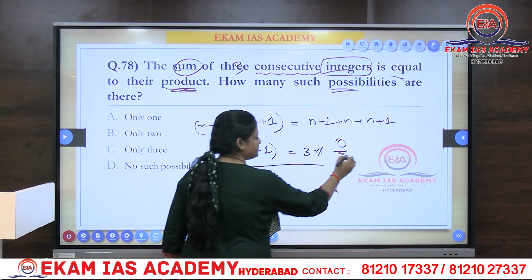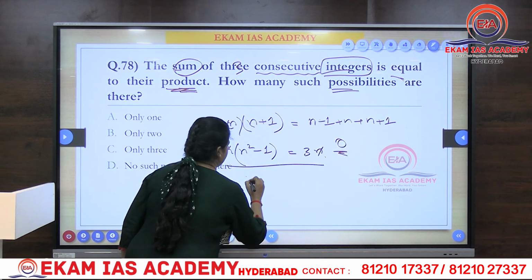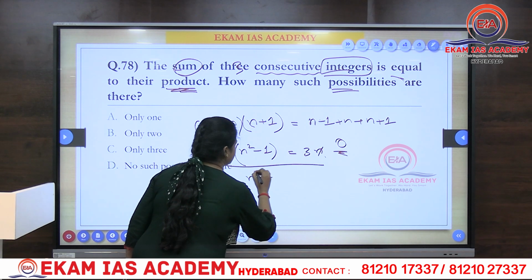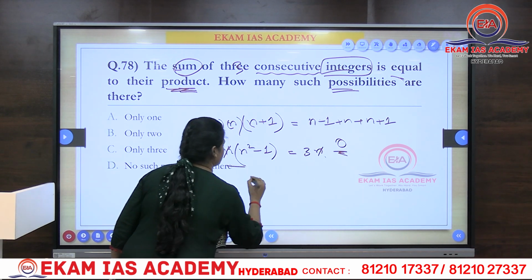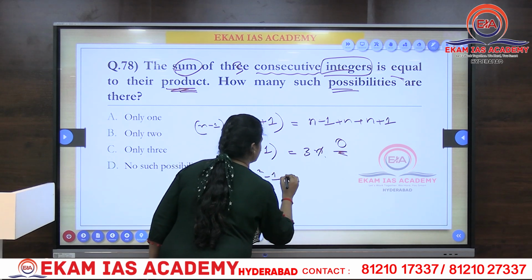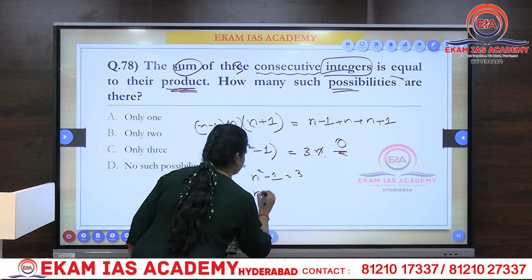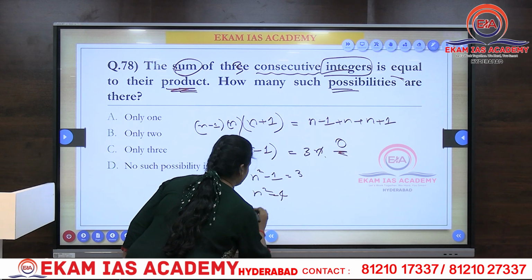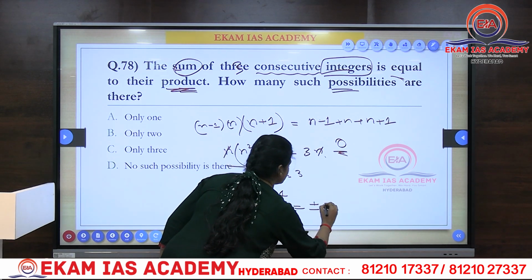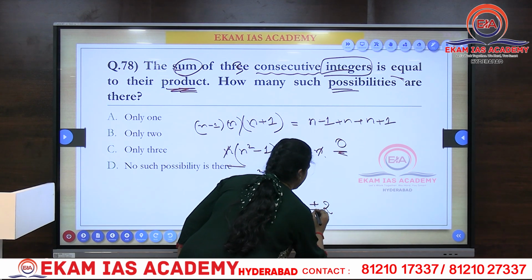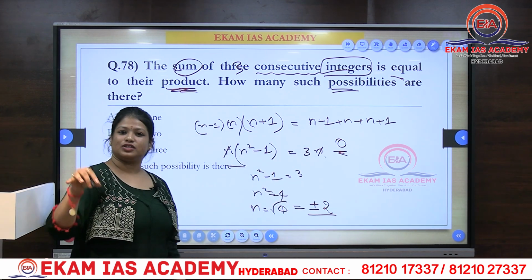So 0 is one possibility, and simplifying this further, n square minus 1 is equal to 3, n square is equal to 4, n is equal to plus or minus 2. Why have I written plus or minus 2 instead of 2?